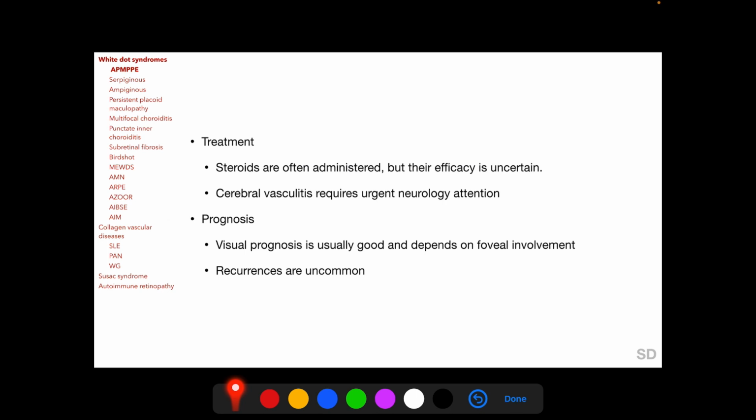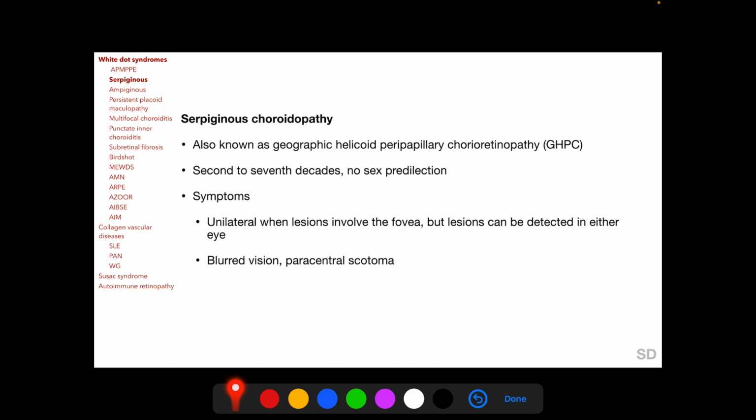Visual prognosis of APMPPE is usually good and depends on whether the fovea is involved or not, and recurrences are usually uncommon. The next entity we are going to discuss is serpiginous choroidopathy, which was also previously known as GHPC or geographic helicoid peripapillary chorioretinopathy. It can occur anywhere between 2 to 7 decades, and it also has no sex predilection. Symptoms are usually unilateral when the lesions start involving the fovea, but lesions can be detected in the other eye also, and the patient complains of blurred vision and paracentral scotomas.